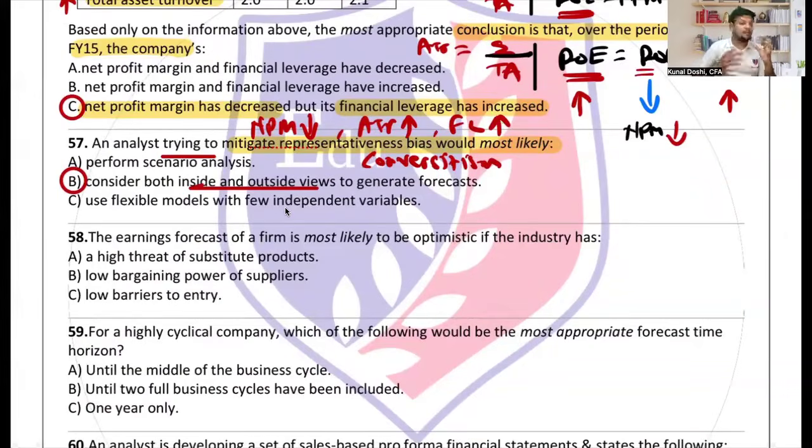Understood? So performing scenario analysis, right? It will help you mitigate other biases like overconfidence bias, right? That will make you more flexible. But taking an outside view will probably help you get rid of something that you are not able to trace. Got it?